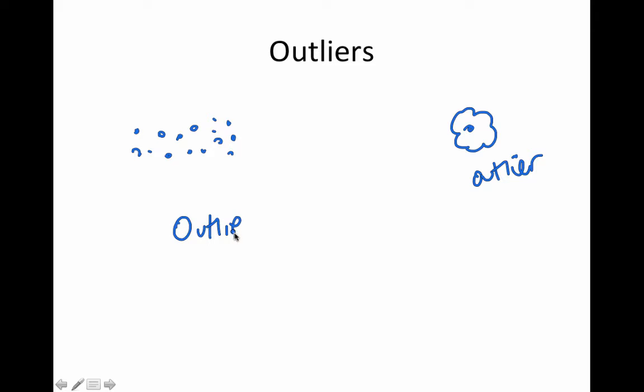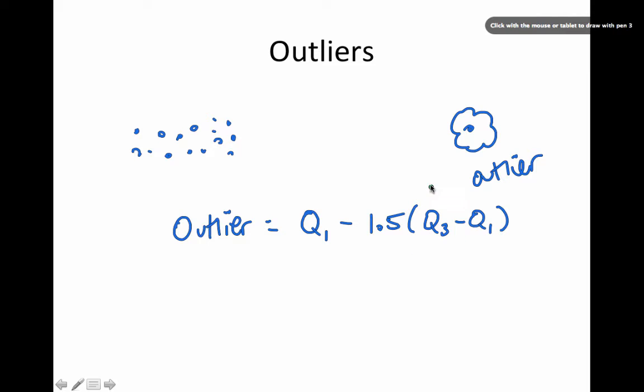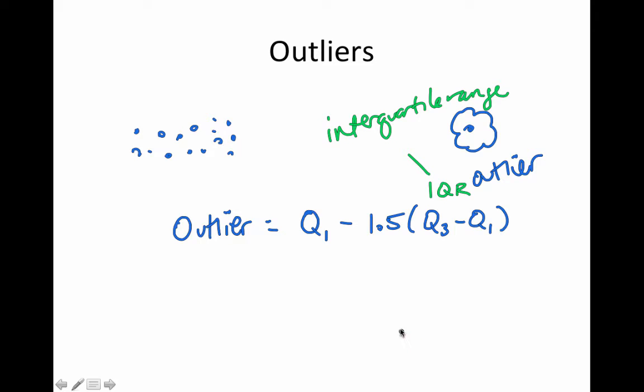And the formula for that, and you have to memorize this actually, is if we take Q1 and we subtract 1.5 times Q3 minus Q1, which is called the IQR, or the interquartile range. And we can also take Q3 and add 1.5 times the IQR. And if there's any number below this one or above this one, then that number is an outlier.